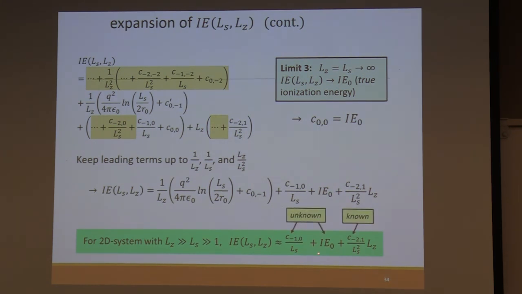We don't know what this ionization energy is. We know what this factor is. We don't know what that factor is. So essentially, we have two unknowns, and we have to do several calculations with different LS values and different LZ values to fit what those are. And then we can get the true ionization energy of the system. So that's the general idea behind that paper.